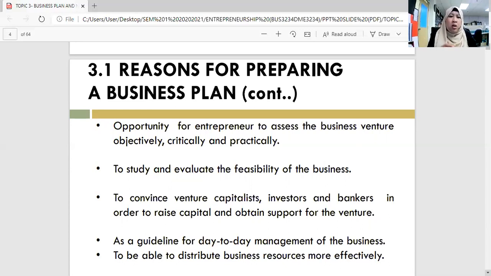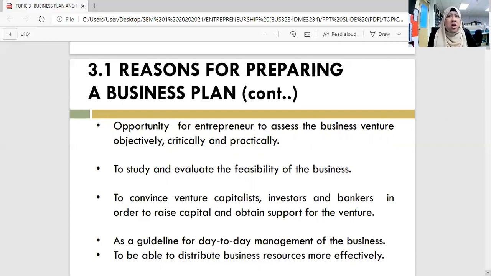So objectively, point number one is giving an opportunity for entrepreneurs to look overall at what the prospect of the business itself is, and the second is to study and evaluate the feasibility of the business. The feasibility here, we are talking about the potential of the business. We have to do some market survey, we have to do a business survey on it.